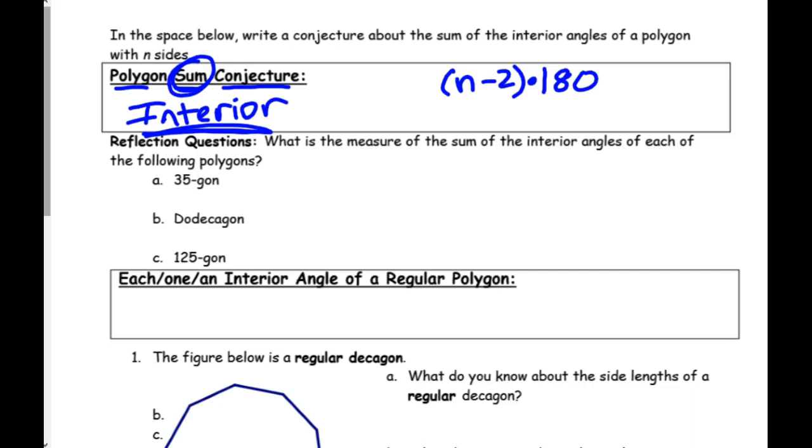So look at these reflection questions. What's it asking? What's the measure of the sum of the interior? That's what it says right here. So I'm going to use that formula we just figured out, okay? So let's do it on these 3 examples real quick, right?